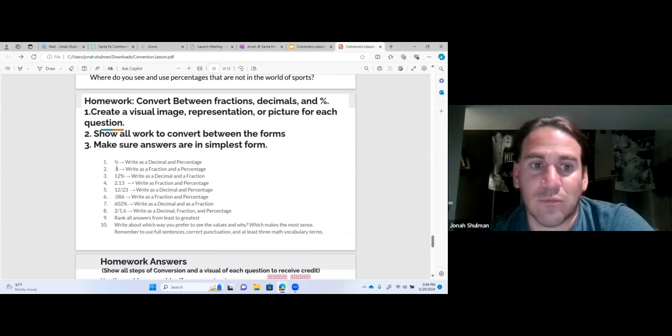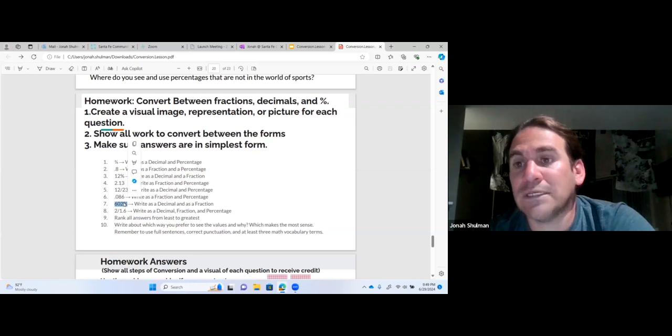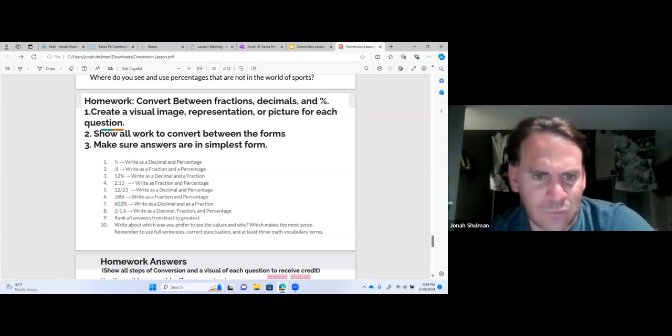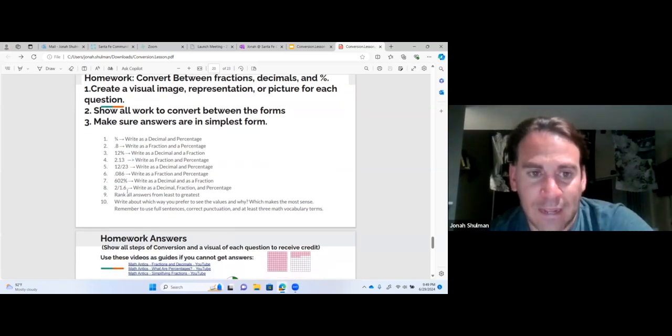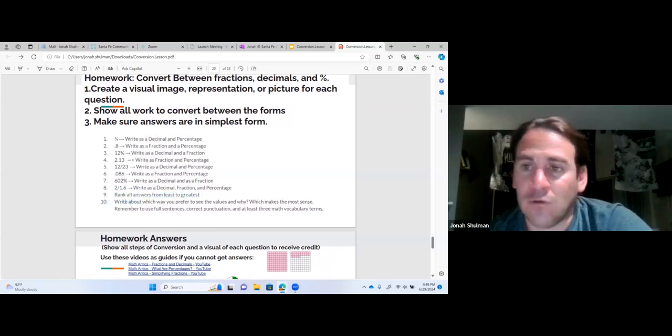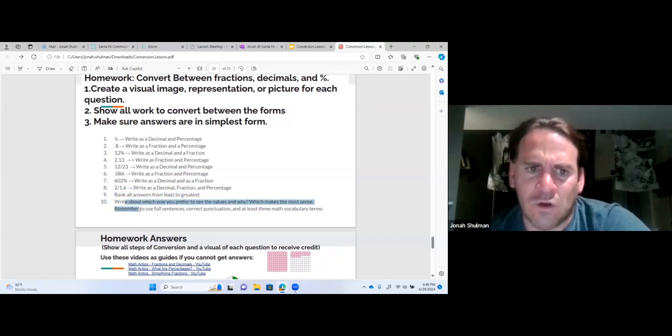They have to show me what they think 0.8 looks like. They have to show me what 602% looks like. That really gives them a sense of it, right? After they have them all, they have to rank all the answers from least to greatest and then write a sentence about the values and why.